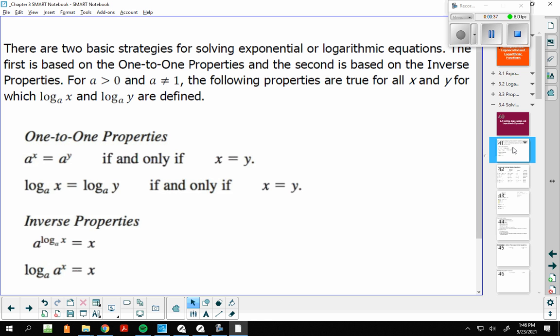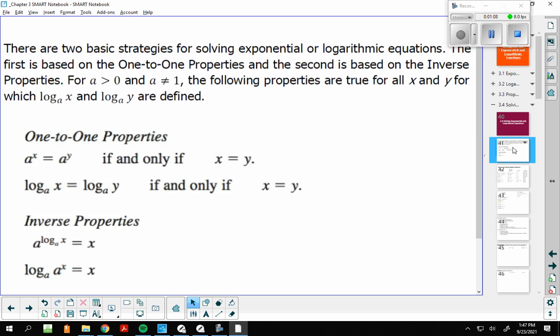First is based on the one-to-one properties, and the second is based on the inverse properties, which we talked about yesterday. So we have these following properties. If you have the same base, you can set your exponents equal, because if you have 5 to the x power equals 5 squared, then you know that x has to be 2. And same thing here, we already looked at this property. If your logs are the same, you can drop them, and we get x equals y. The arguments are equal.